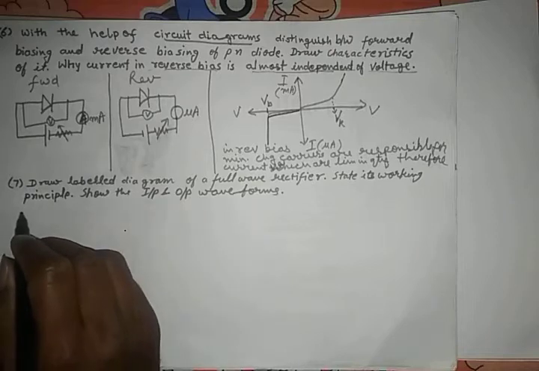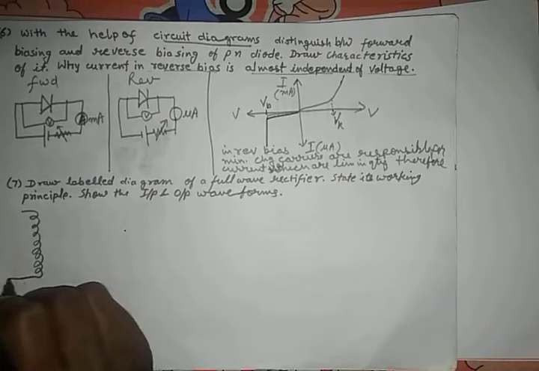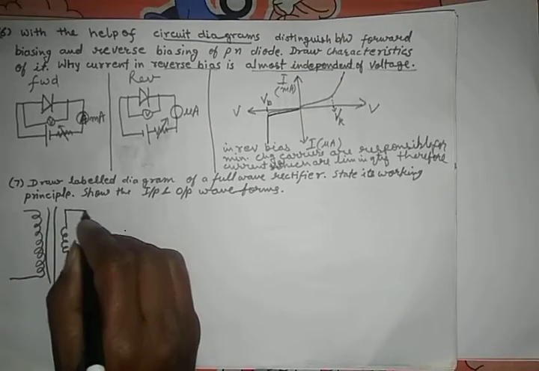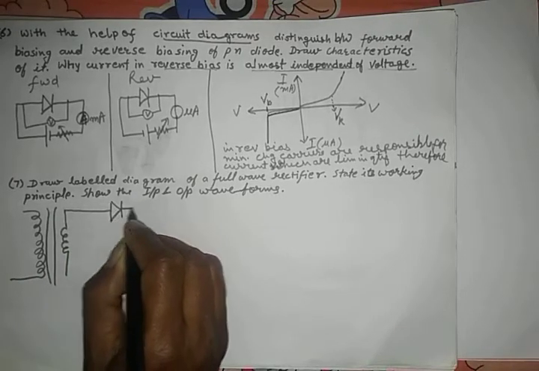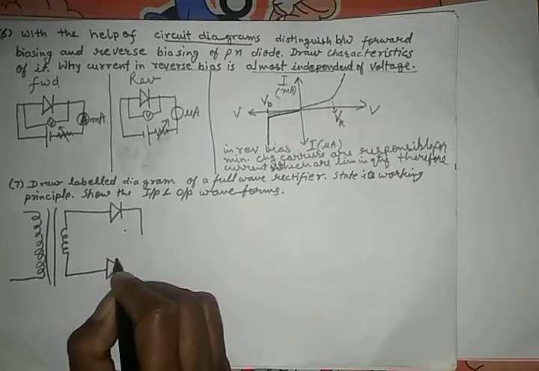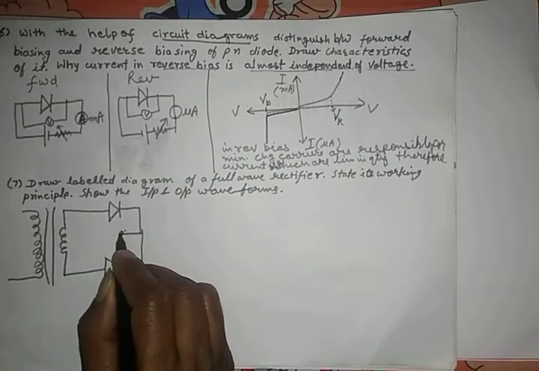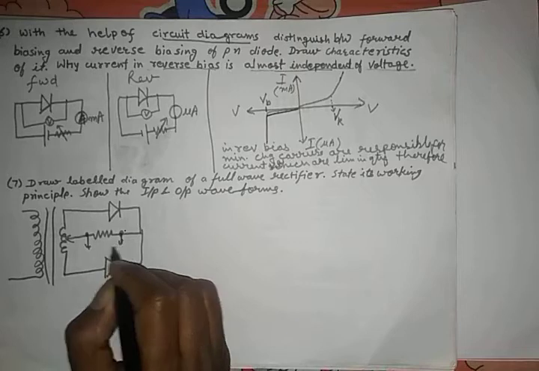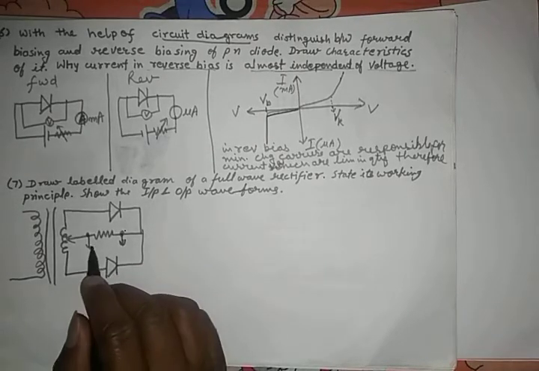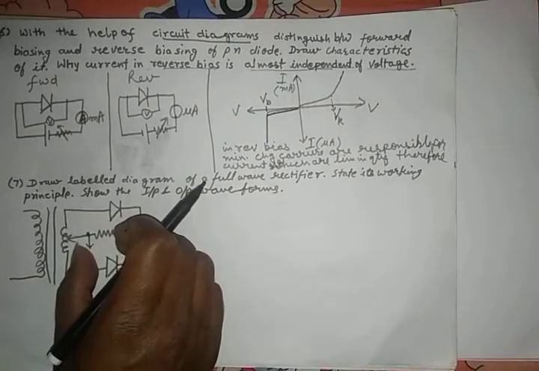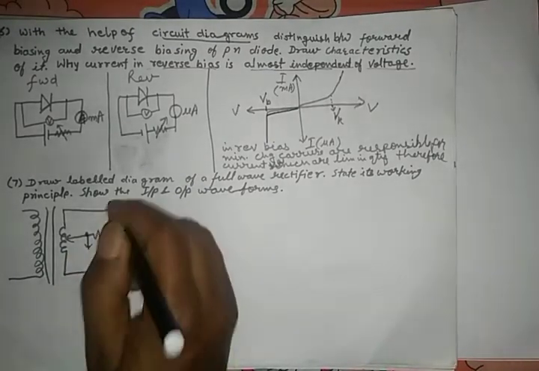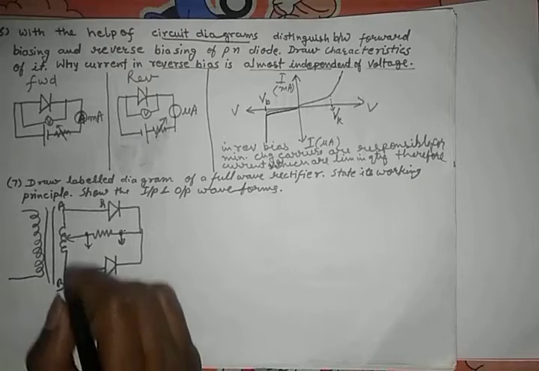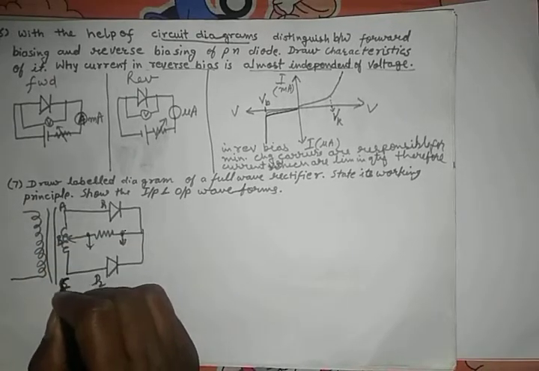So its circuit diagram: first there is a step down transformer, a center tapped step down transformer. This transformer is called center tapped. From here we have just shown that these two wires, we are taking output from these two wires. So this is D1, this is D2, A, B. In fact, A, B, C, that will be fine.